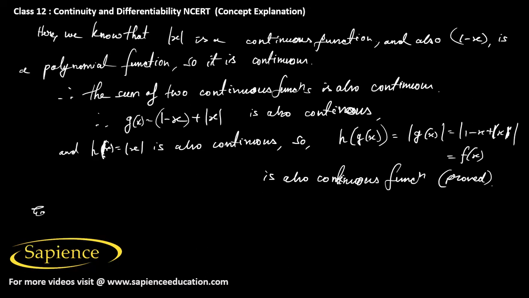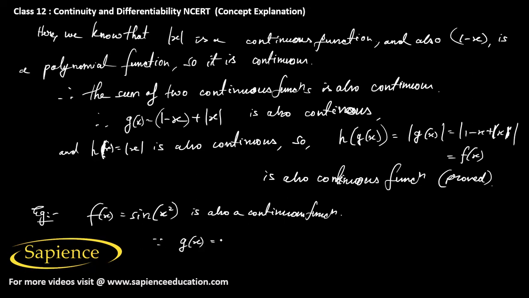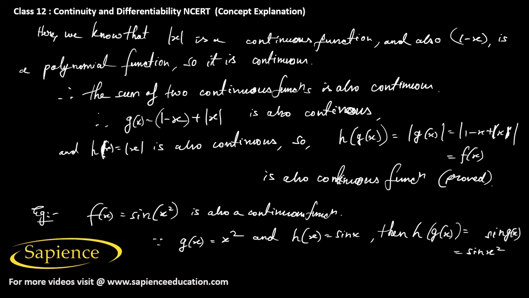And similarly, one more example: suppose we can show that the function f of x, which is equal to sine of x square, is also a continuous function. Since if we take g of x equal to x square, and h of x equal to sine x, then h of g of x will be equal to sine of g of x, which is sine x square.